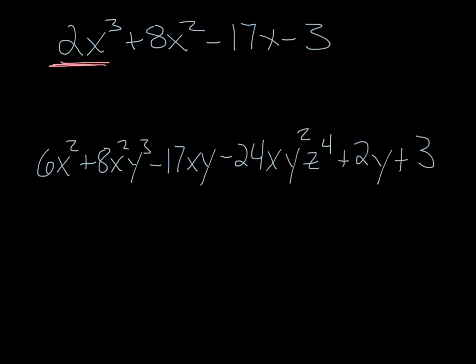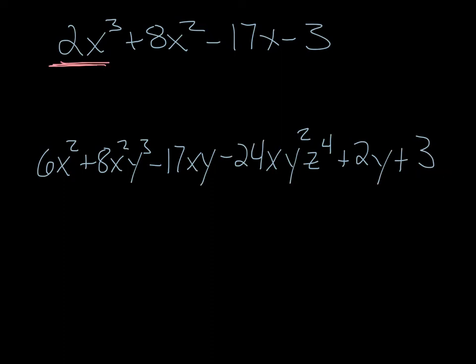Now in the second example, this polynomial is not in descending order. But again, we have 1, 2, 3, 4, 5, 6 terms. Remember that the degree is the sum of the exponents of the variables of each term. So the degree of this term is 2. The degree of this term is 5. The degree of this term is 2. The degree of this term is 7. The degree of this term is 1. And again, if there's no variable, the degree is 0.